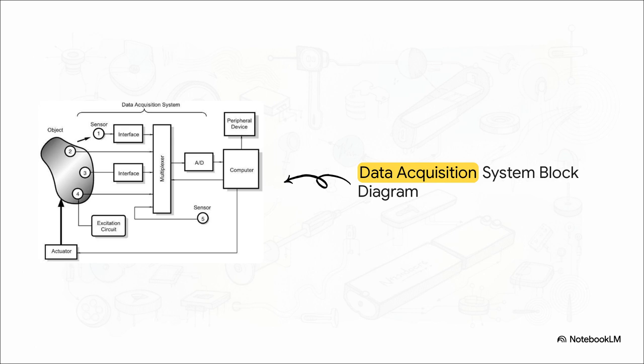Some are non-contact, like a camera or a radiation detector. Some are passive, meaning they generate a signal without even needing external power. And some are active, which means they actually require an excitation circuit just to turn on.